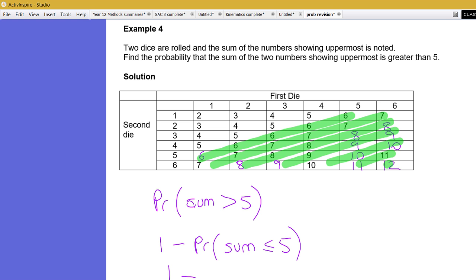So just quickly adding up the ones that I want. So I've got 1, 2, 3, 4, 5, 6, 7, 8, 9, 10. So it's 1 minus 10 out of 36. So that's 26 out of 36. And you would always simplify that. So that's 13 in 18.